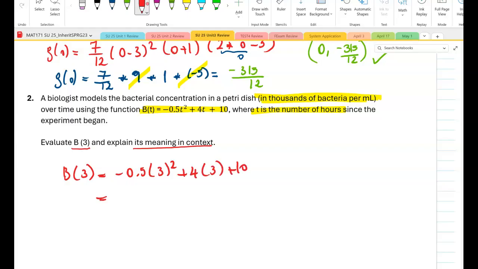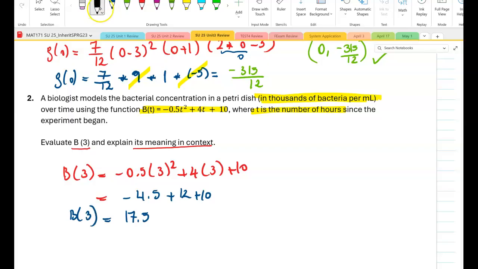So 0.5, 3 squared plus 4 times 3 plus 10. Be specific. Write this down. Who knows? Maybe your finger is going to slip and you're going to key in a wrong value. You will end with an incorrect value. But if you show your work, you're going to get most of the points. All right. So 3 squared is 9. 9 times 0.5 is -4.5. Right. Plus 12 plus 10. So we have -4.5 plus 22. We are ending up with 17.5 as b of 3.